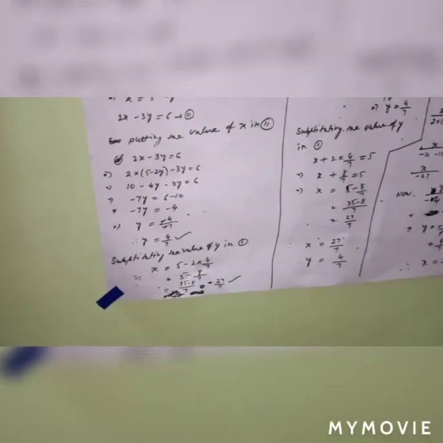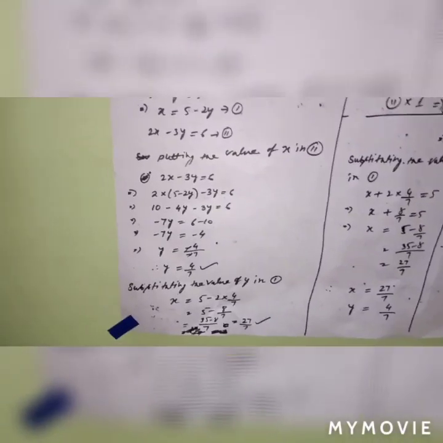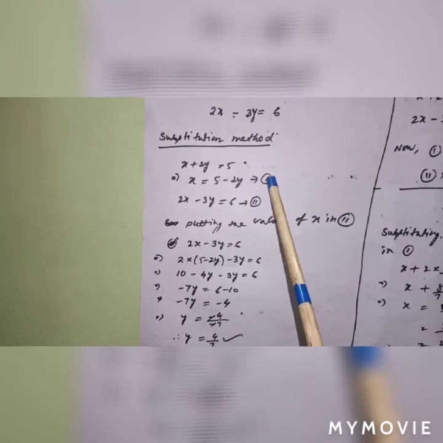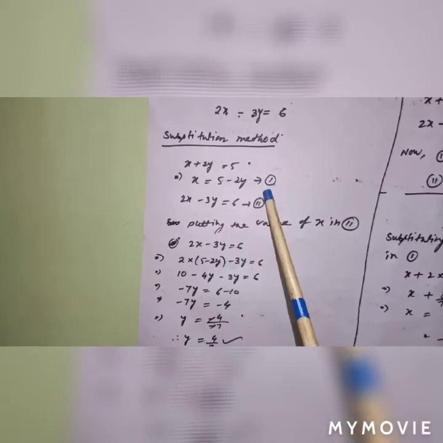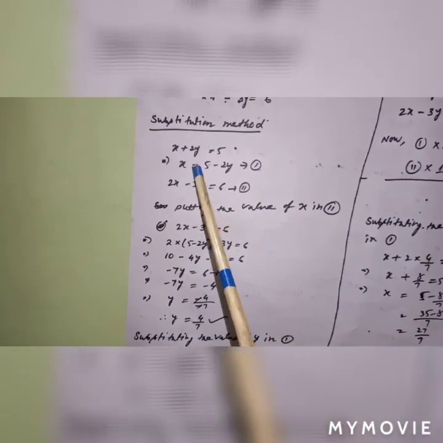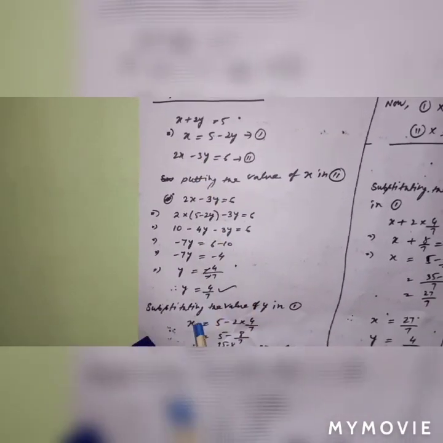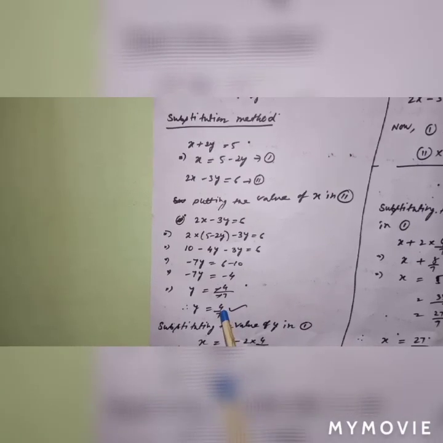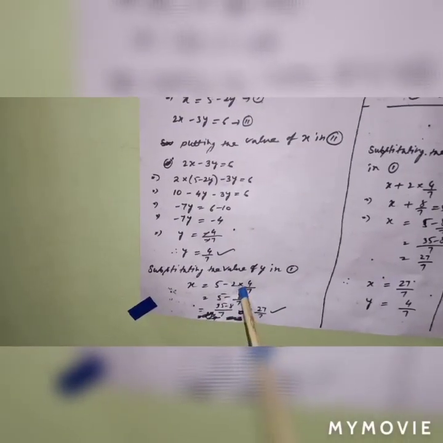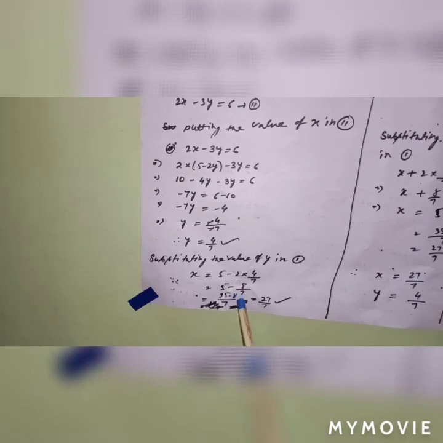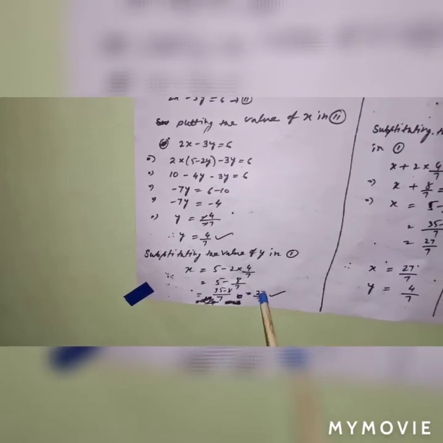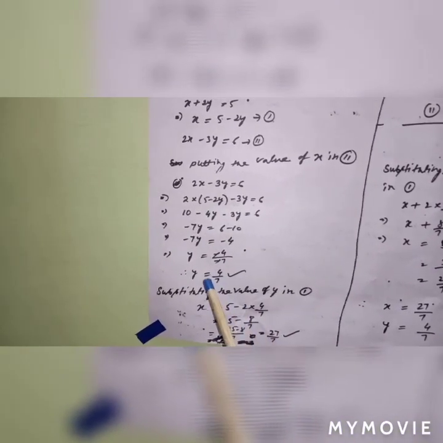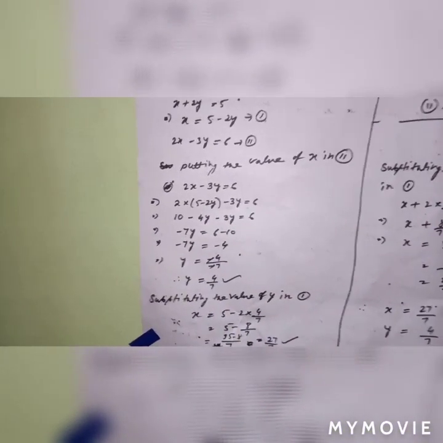Understood? So now see, we got the value of y. Now substituting the value of y in any equation, you can substitute in 1 also, in 2 also, but I am substituting in 1. Why? Because it is easy, we can get the value of x directly. So x is equal to what? In 1, 5 minus 2y. What is the value of y? 4 by 7. So 2 into 4 by 7 is 8 by 7. If you take the LCM, then at last you get 27 by 7. That means the value of x is 27 by 7 and the value of y is 4 by 7.